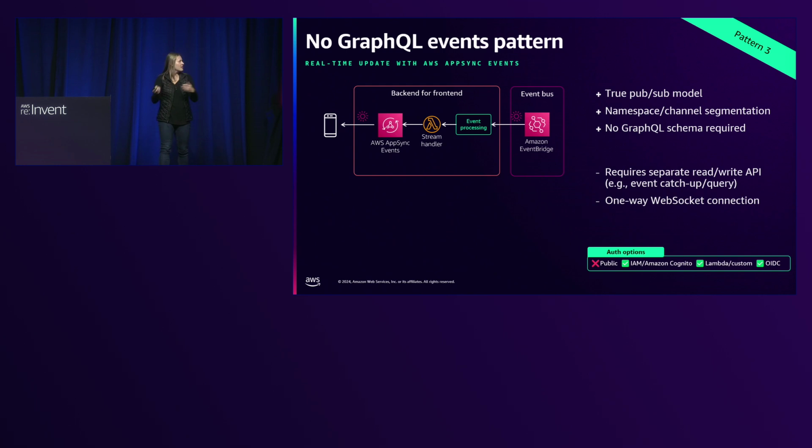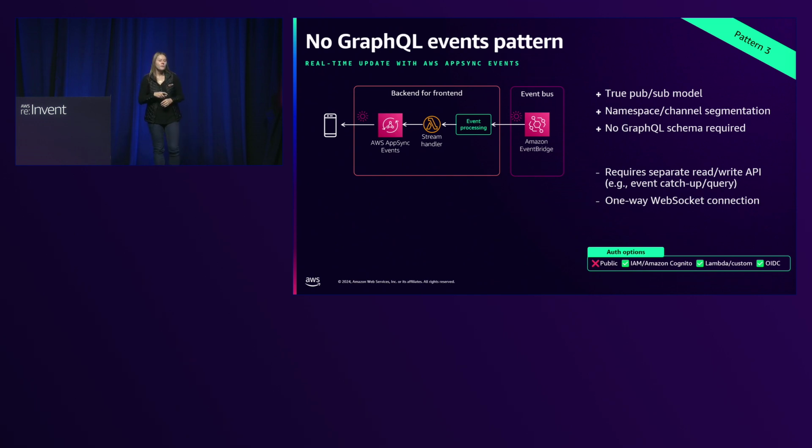On the trade-off side though, currently the subscription WebSocket is a one-way connection. So your subscribers can't communicate back over that WebSocket. They still need to publish via HTTP post. And then if you do need that catch-up API, you would need to implement that via a REST HTTP API or even just another true GraphQL API.